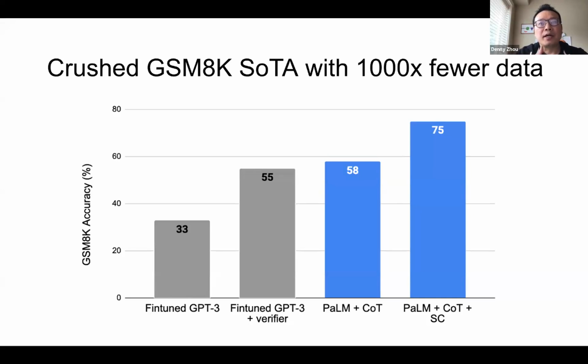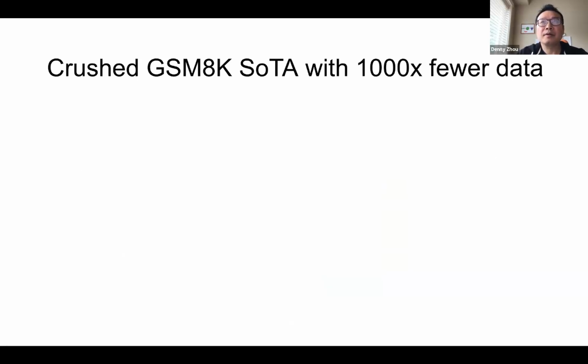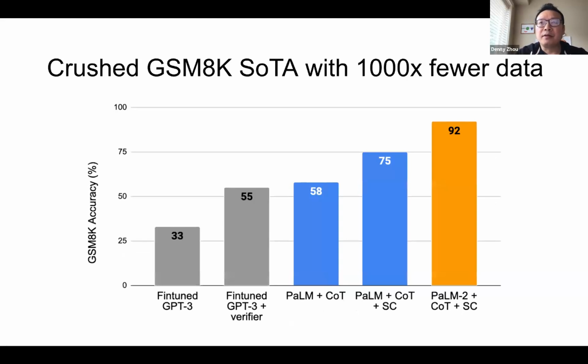In our approach, we combine chain of thought with PaLM. We get accuracy 58%. We just need 8 exemplars instead of 8,000. And by combining self-consistency, we get accuracy 75%. The average performance of students in elementary school is 60%. By using PaLM 2, the newest model, we actually get 92%. Again, we just use the same prompt, same approach.